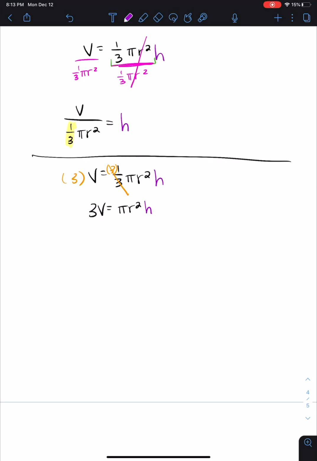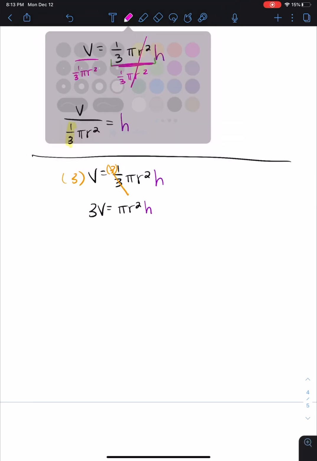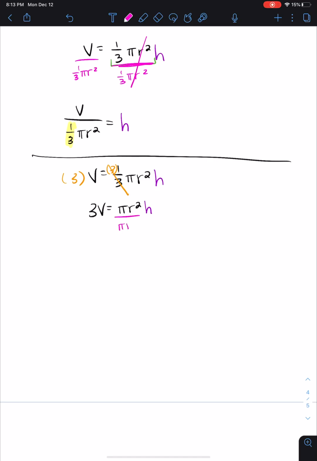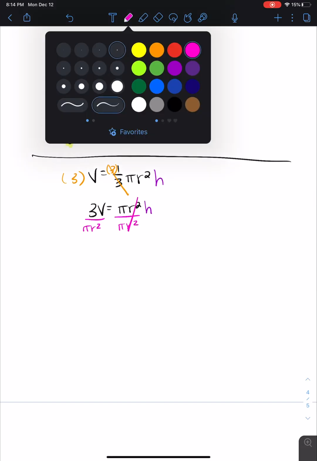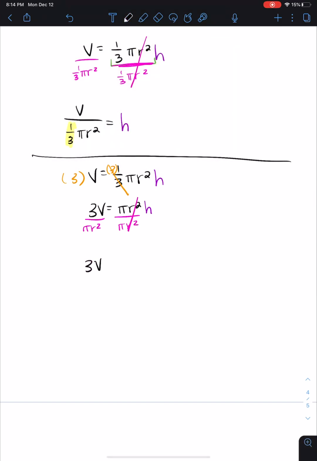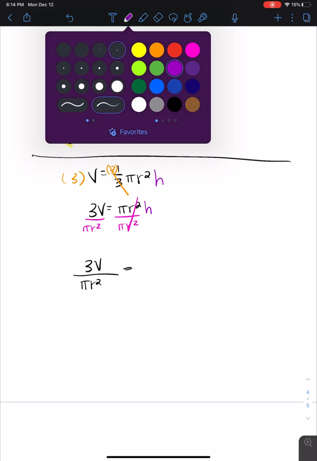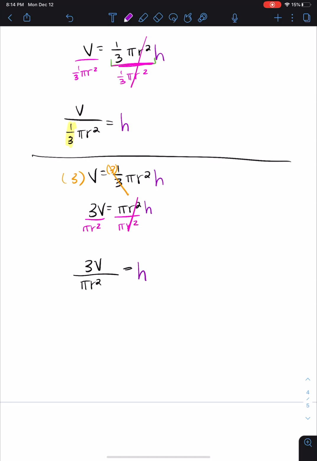And now that we got rid of the fraction, we can do the same process we did when we first looked at it above and divide each side by pi r squared. And this would leave us with 3 times the volume divided by pi r squared, and this is all equal to the height. And this would be our final simplified answer.